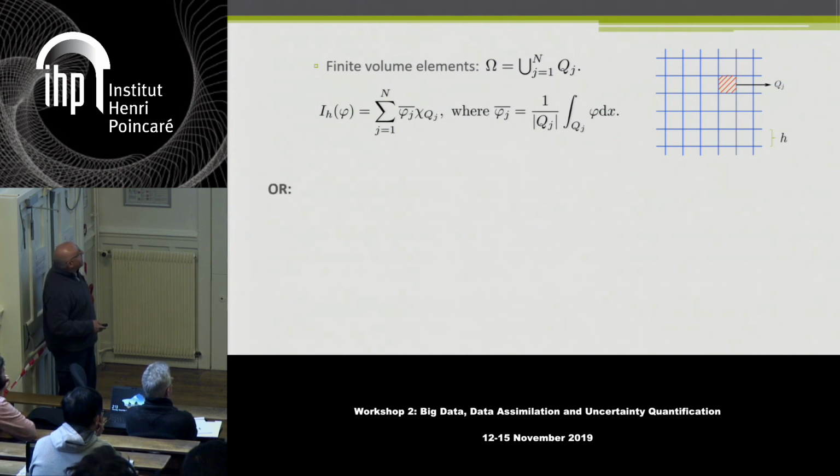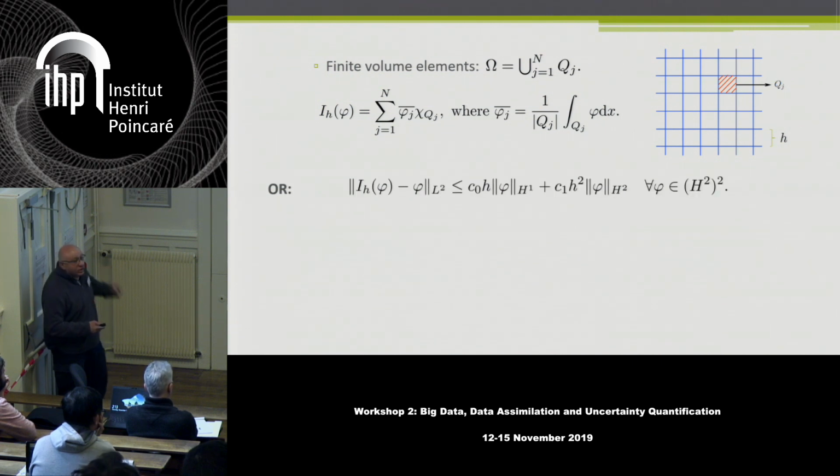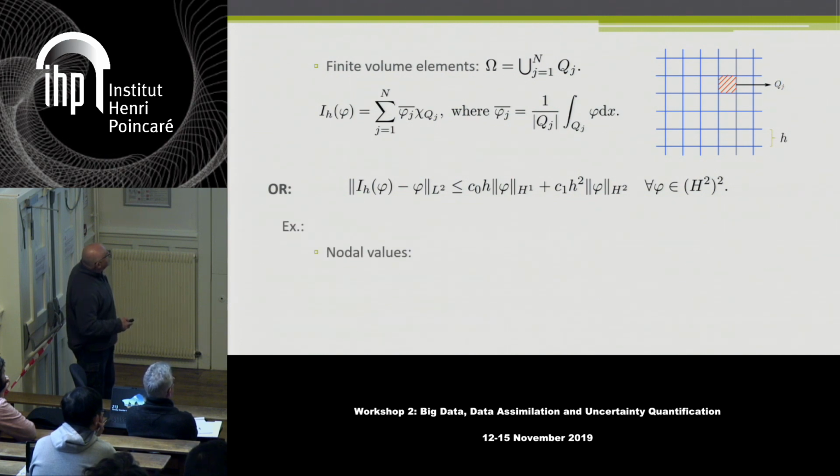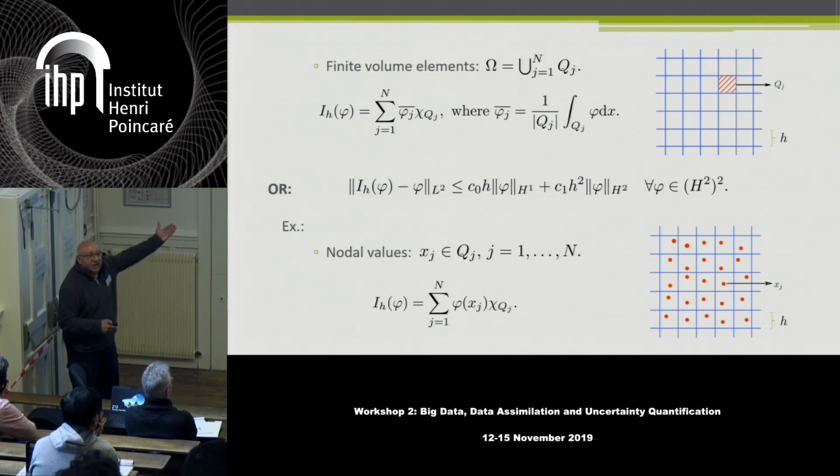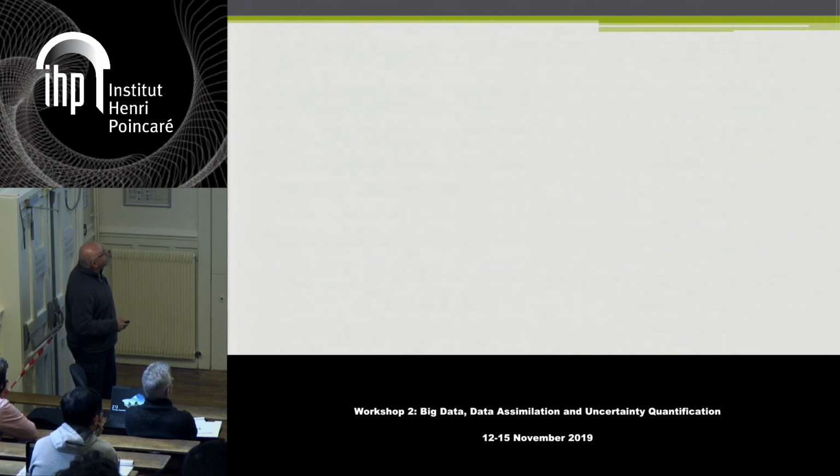Another option, if I don't want the error to be IH, I can look for nodal values. This will be the error in the approximation. I take, for example, the nodal values, I divide into squares, and in every square I put a point, and then I can approximate the function by local values. These are the kind of interpolant that I am using.